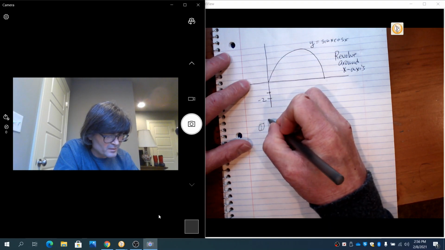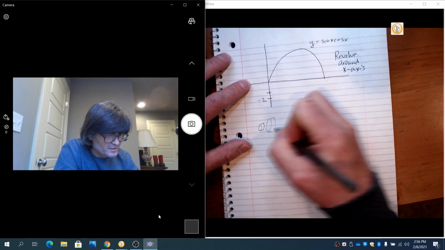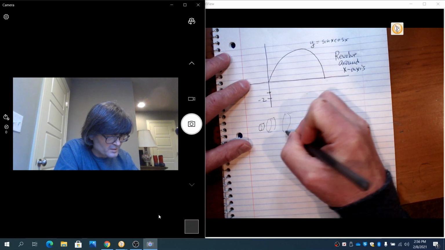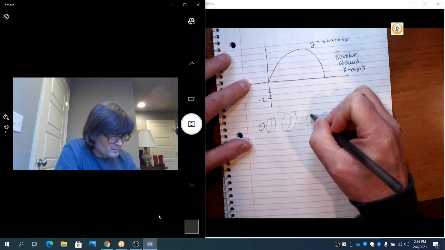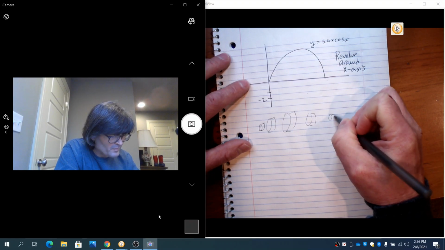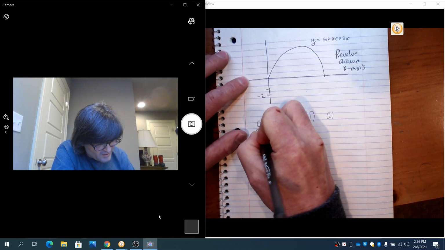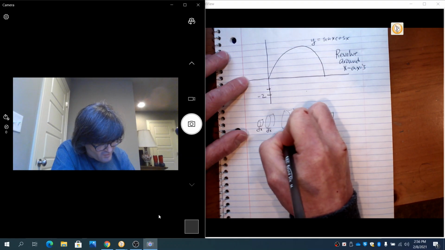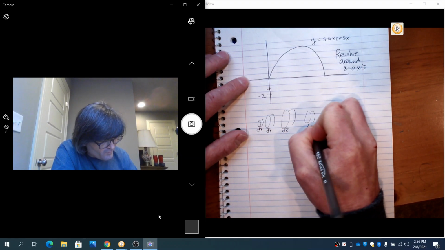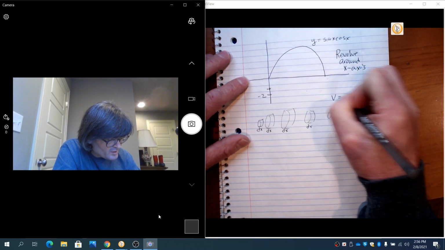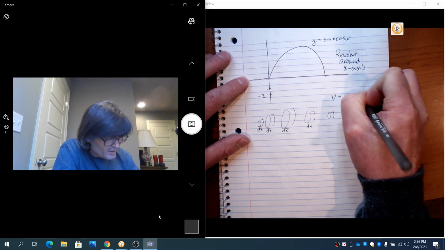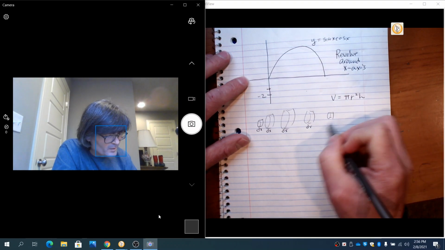Like this disc, this disc, this disc, smaller one, and we're going to take all these discs and they're all going to have a thickness of dx, a uniform thickness. There's an infinite number of them. And the volume of a disc is pi r squared h. So the h is going to be dx.